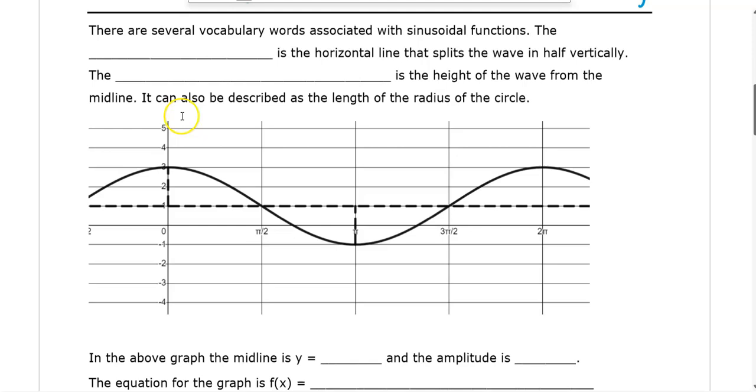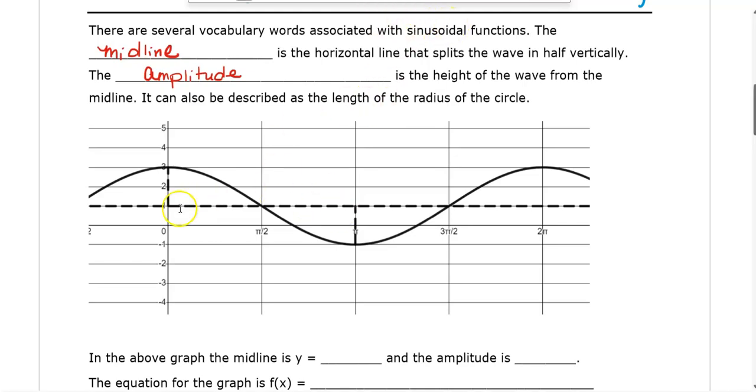Okay, now let's take a look at what we have here. All right, several vocabulary words associated with sinusoidal functions. The midline is the horizontal line that splits the wave in half vertically. The amplitude is the height of the wave from the midline. It can also be described as the length of the radius of the circle.